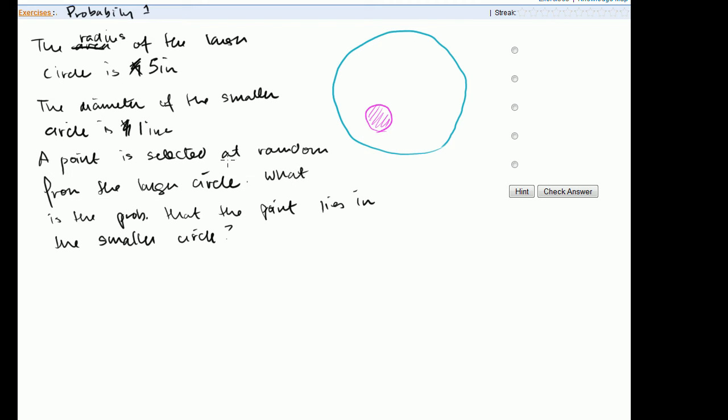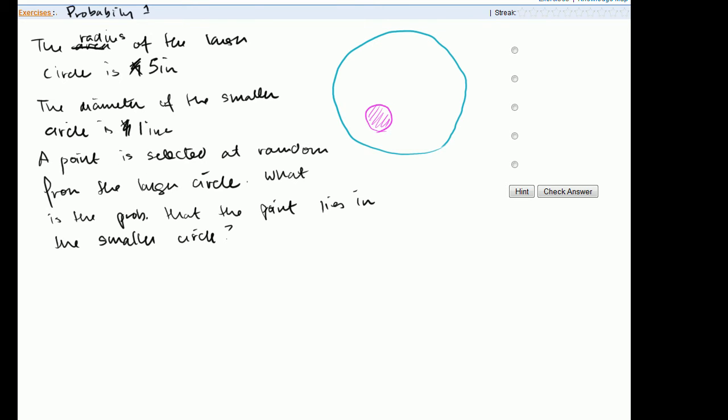And then a point is selected at random from the larger circle. What is the probability that the point lies in the smaller circle? And we could have given them the diameter, the radius, the circumference, or maybe even directly the area of each of these. So that's one thing that you could vary if you like. This is really testing students' abilities to do radius and circumference and all of that.